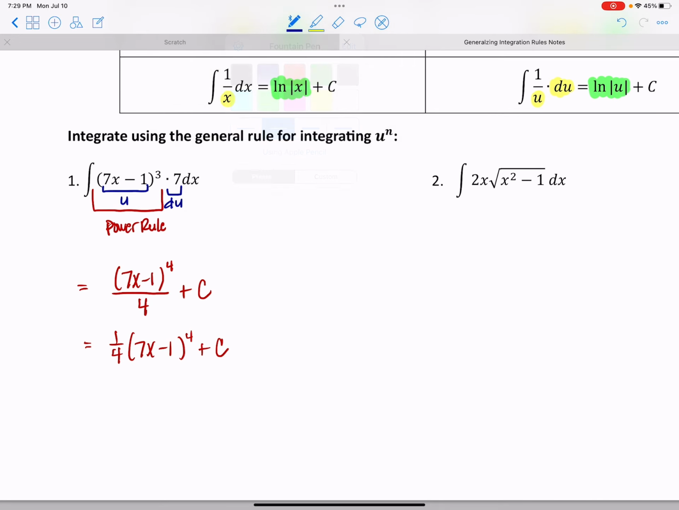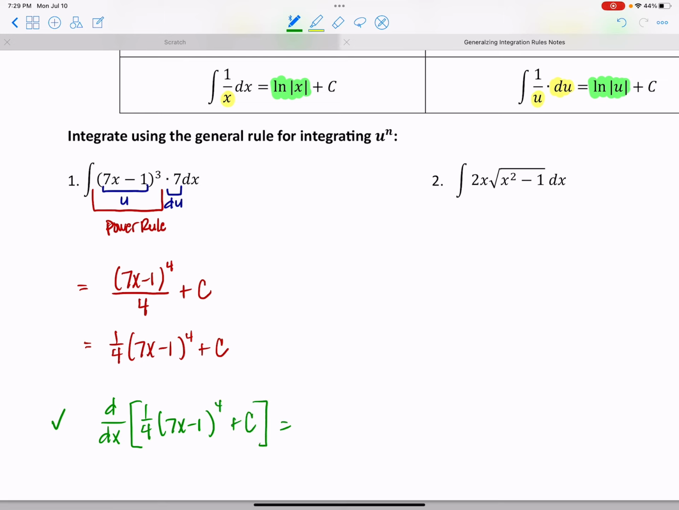Now, if that feels weird to you, remember, you can always check your work by differentiating. If you take the derivative of your antiderivative, you should get back to your integrand. So let's just pretend I was unconfident here. I wanted to check my work. Let's take the derivative with respect to x of 1/4 times 7x minus 1 to the 4th power plus c.